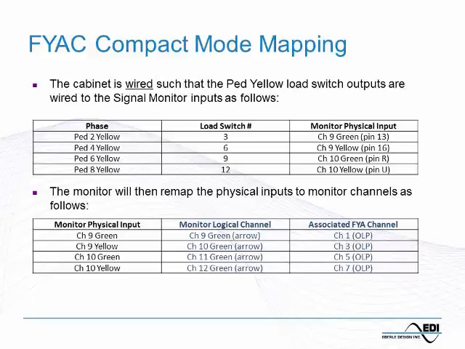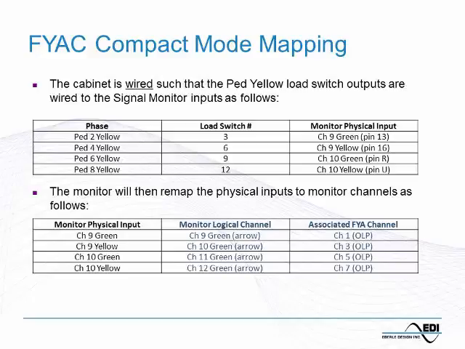So the picture there kind of shows what you see on the front of the monitor when this is cycling, with the exception of the PED yellows. So when the controller wants to drive phase 1 protected left turn, the controller is going to turn on the phase 2 PED load switch, which is load switch number 3, turn on the yellow. That's going to get remapped through cabinet wiring and the monitor to appear as channel 9 green.